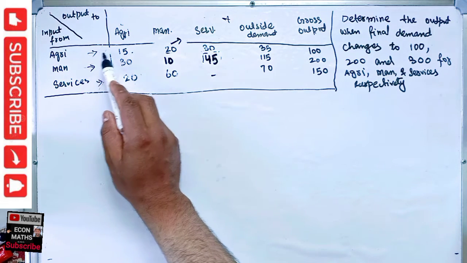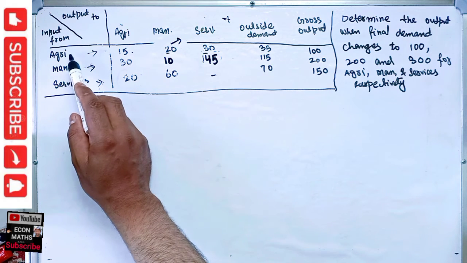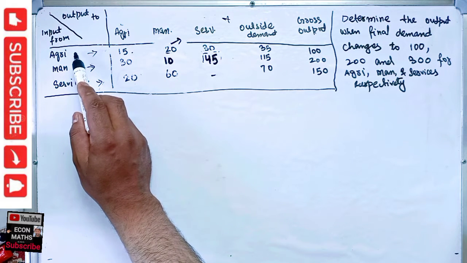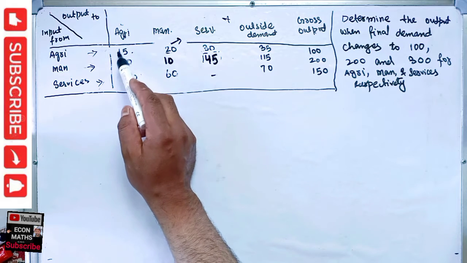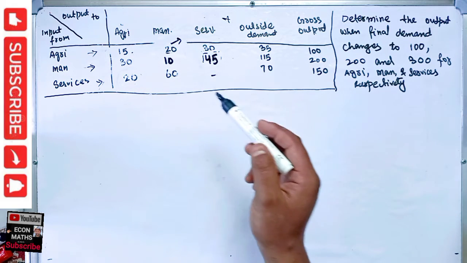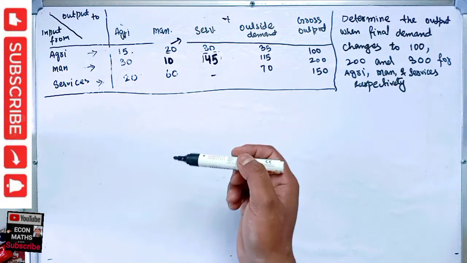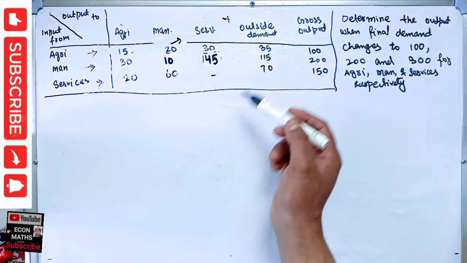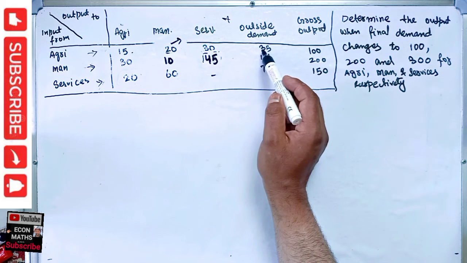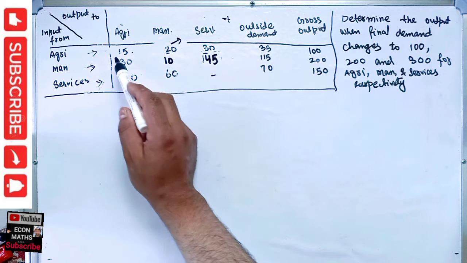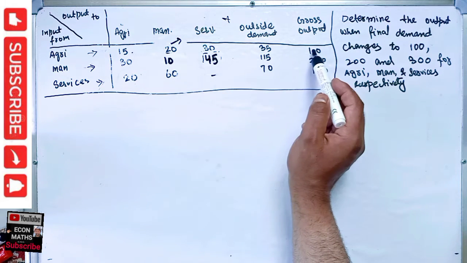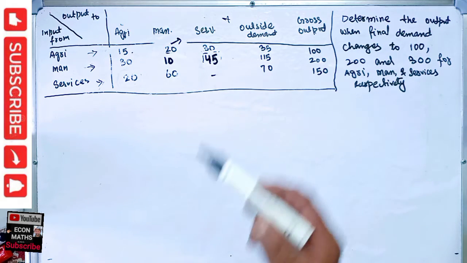And we can see across the row that the agriculture sector is producing 15 units, 20 units, 30 units, which is internally consumed by the industries or sectors, plus the outside demand, that is 35 units. Across the row we can add them, and the gross output is 100.